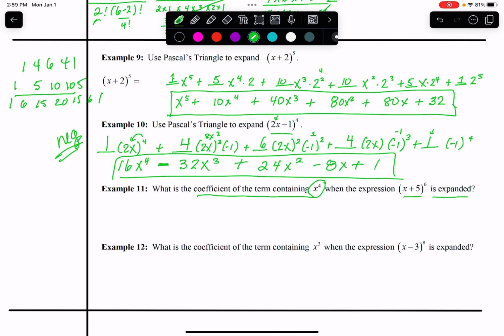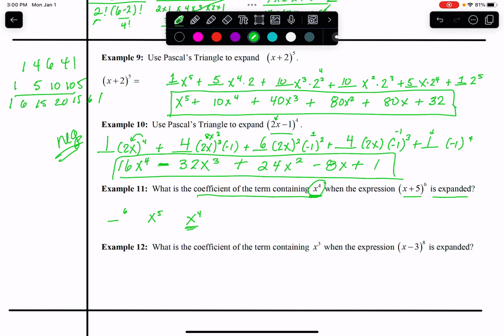All right, so at first you have to figure out what term that is. So it would be x to the 6th, x to the 5th, x to the 4th. So it's going to be the third term, right? Is that right? 6, 5, 4.